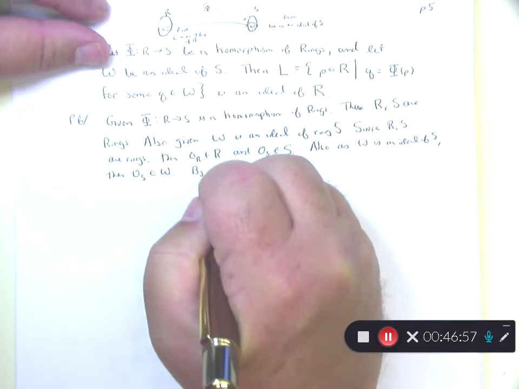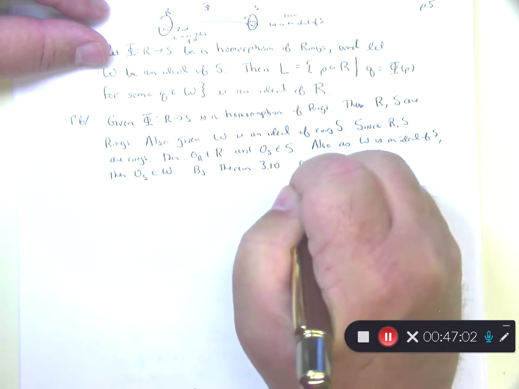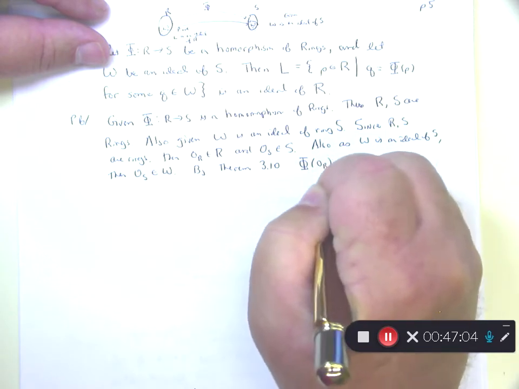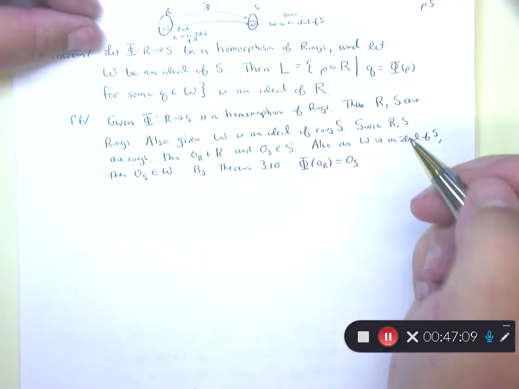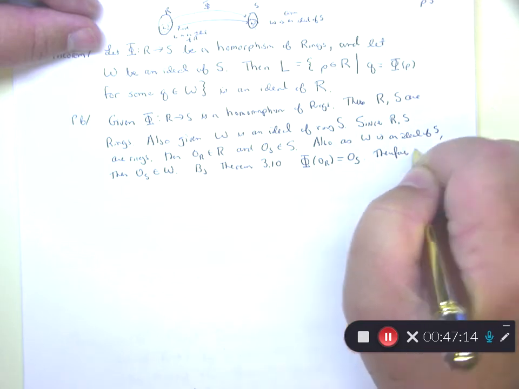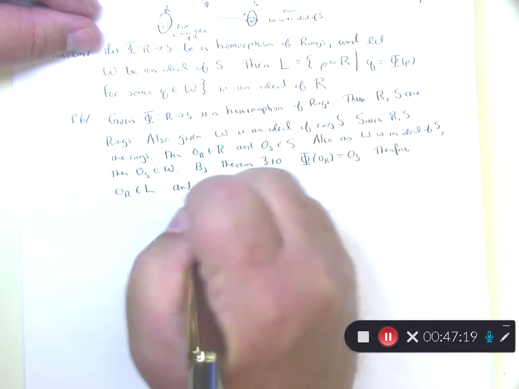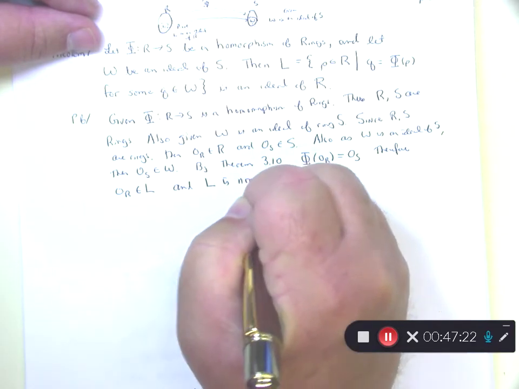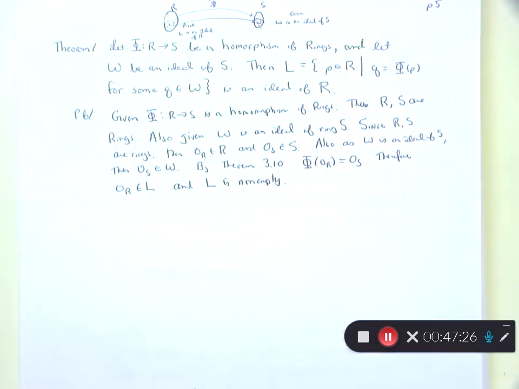By theorem, my favorite number there, 3.10, phi of 0R is equal to 0S. Zeros always map to zeros. And 0S is inside of W, therefore 0R will be an element of L, and L is non-empty. Now I want you to pay attention to this particular proof because you've got a lot of details on this thing and it's very easy to get lost.